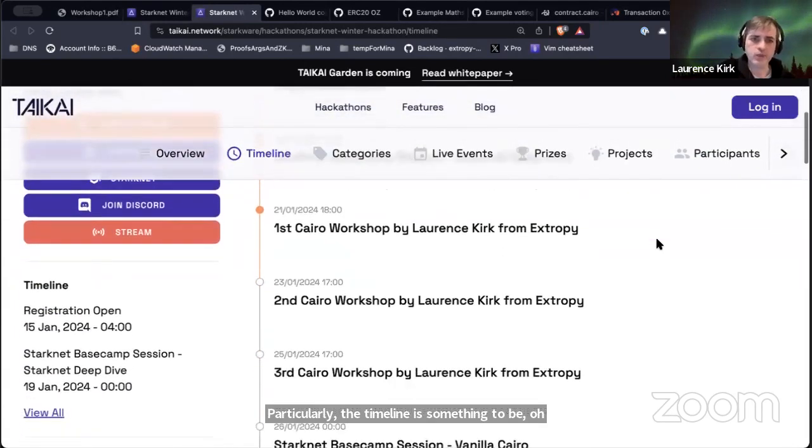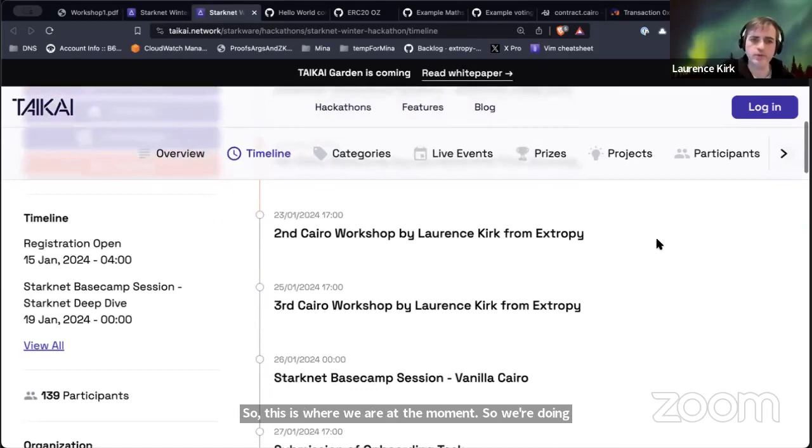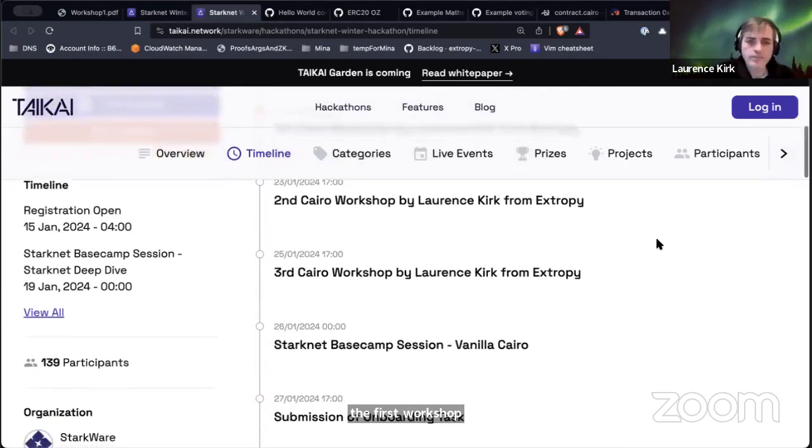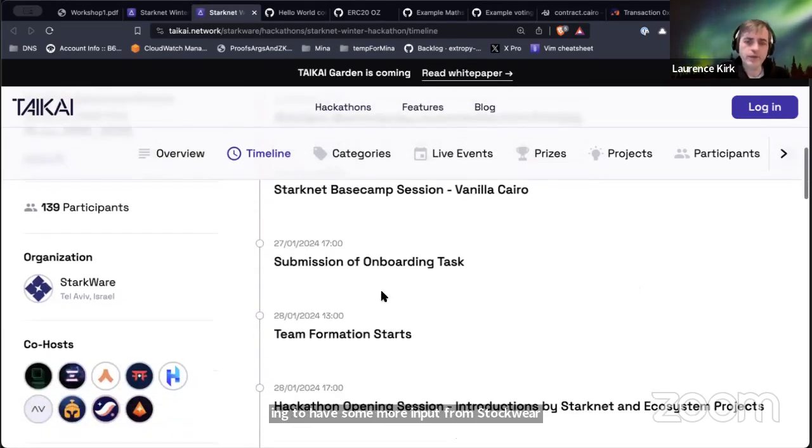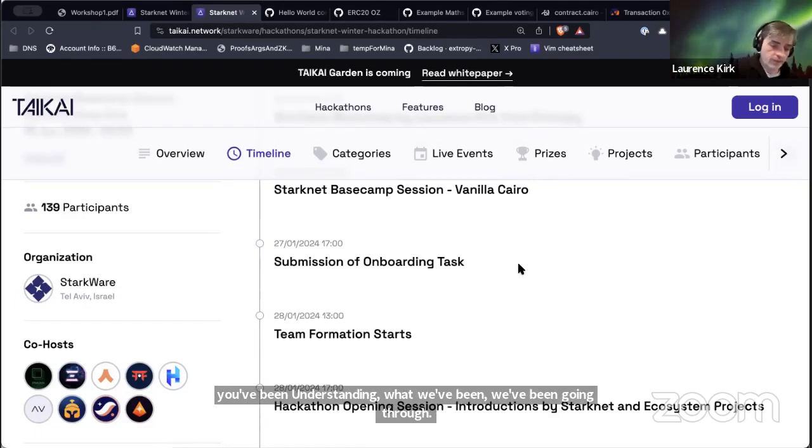This is where we are at the moment. We're doing the first workshop, and we're going to do two more of those this week. You're going to have some more input from Starkware about Cairo. For the onboarding task, I'll present a task for you to complete at the end of the third workshop. It will be a simple task. I think it's probably going to be to write a contract that will then interact with the contract that I have deployed, something like that. It's just to make sure that you've been understanding what we've been going through.